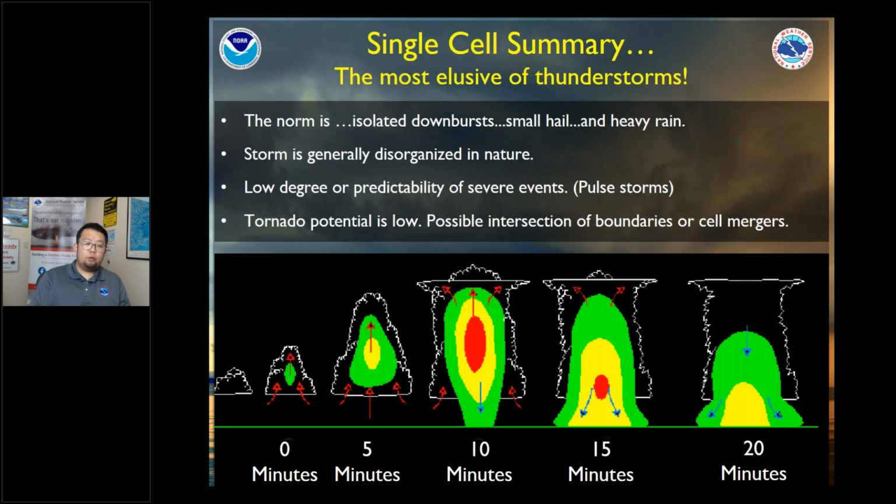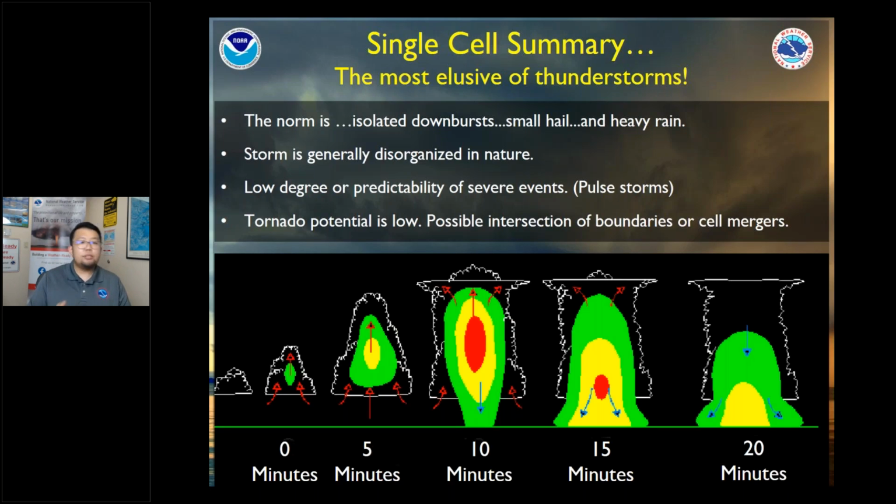Again, the normal thing here is some weak downbursts, a little bit of gusty winds, some small hail and heavy rain with this. Again, it goes up and down, maybe about 20, 30, 45 minutes or so. It'll be in and out, gone. It's pretty disorganized in nature. Again, low degree of severe events.